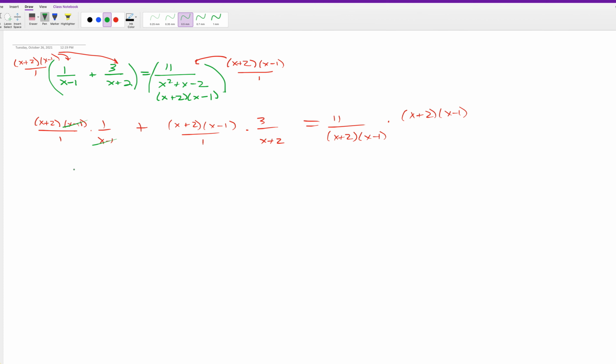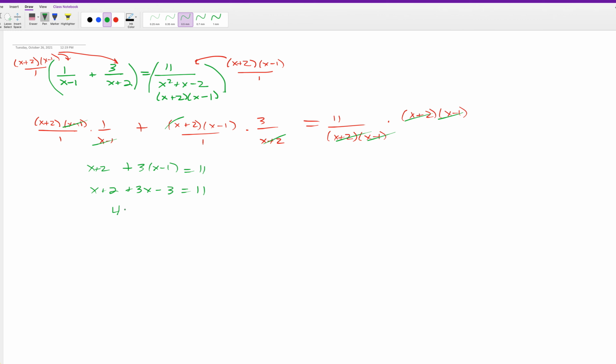I can cancel a factor of x minus 1, and I'm left with x plus 2. We're adding. I can cancel a factor of x plus 2, which leaves me with 3 times x minus 1. And then both will cancel here on the left, and that leaves me with 11. So let's clear these parentheses and see what I have. So that's 3x minus 3 equals 11.